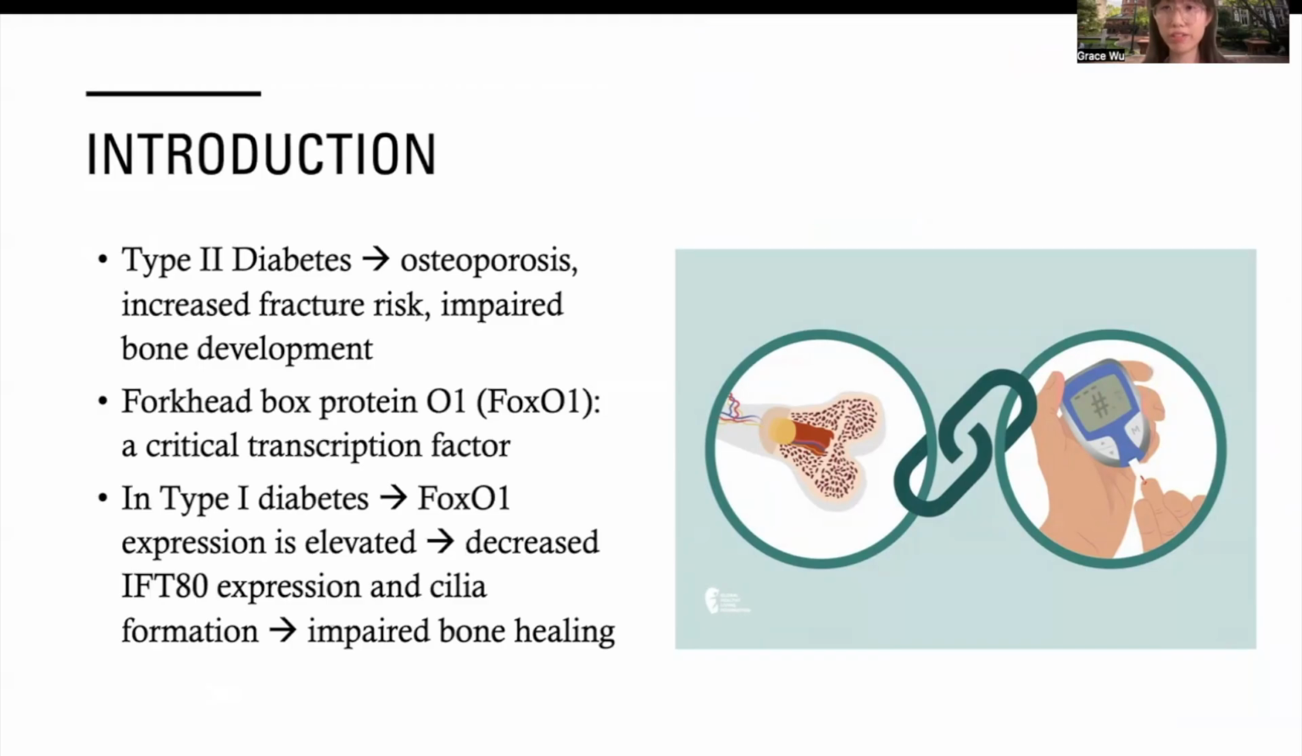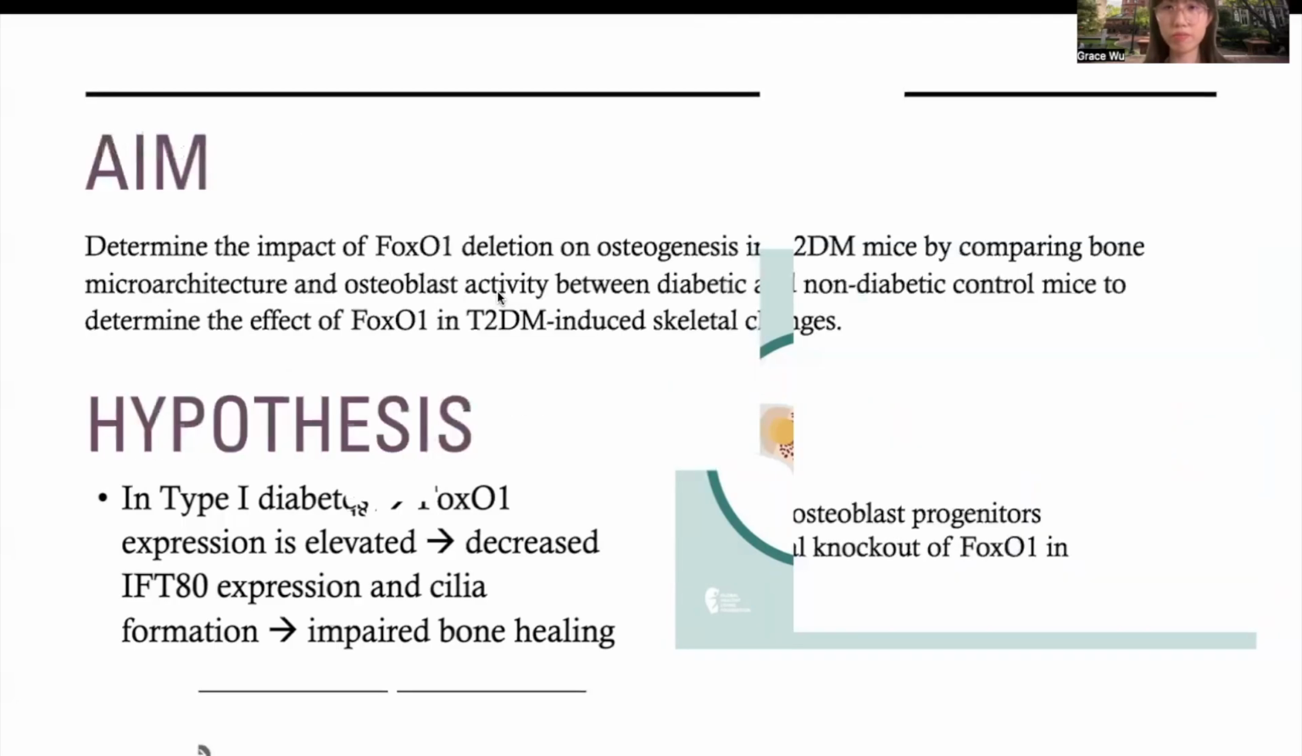Forkhead box protein O1, which later we will call FOXO1, is a critical transcription factor that regulates both bone formation and resorption. In type 1 diabetes, the expression of FOXO1 was significantly elevated, leading to decreased IFE80 expression and cilia formation, and thus impaired bone healing. However, the role of FOXO1 in osteogenesis during bone development under type 2 diabetes remains unclear.